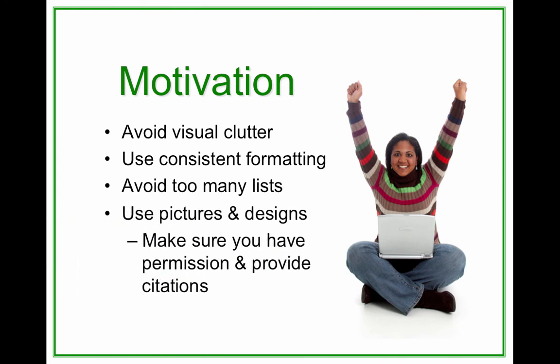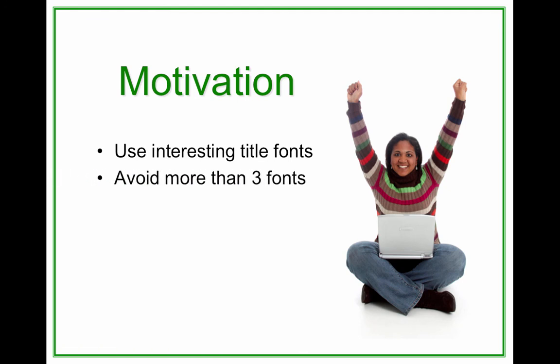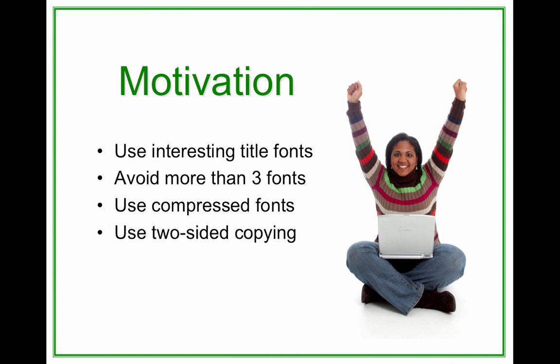Use pictures and designs, but make sure that you have proper permission and provide citations. Use interesting title fonts. Avoid more than 3 fonts, though. Use compressed fonts. These are ones that use a different amount of space for the O versus letters like I. Use two-sided copying. Both using compressed fonts and two-sided copying will help you save space and make the learners think that what you are giving them is shorter.